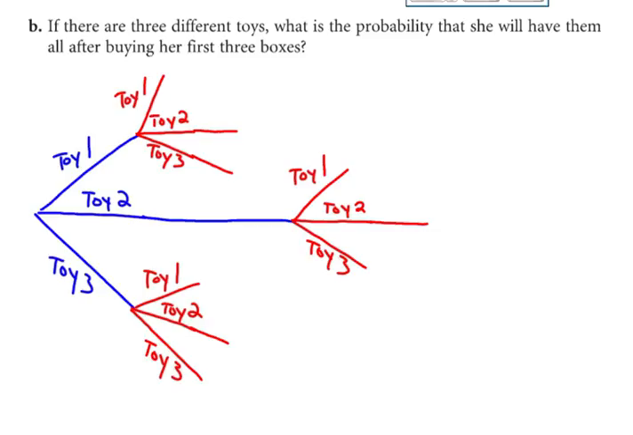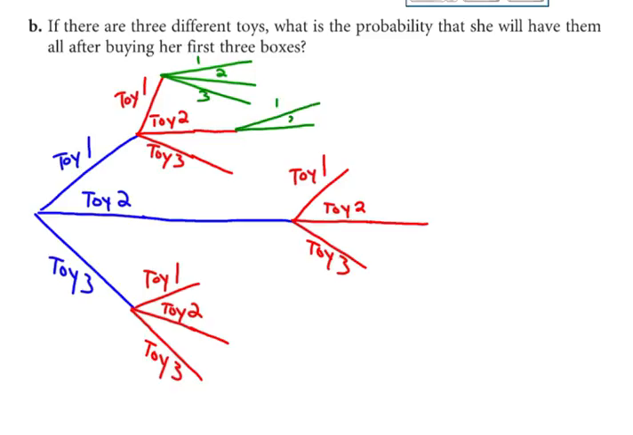So now Talia gets her third box of cereal. And of course, again, she could get any of the 3 toys. So we have to represent that off of every branch that we have so far. Toy 1, toy 2, toy 3.